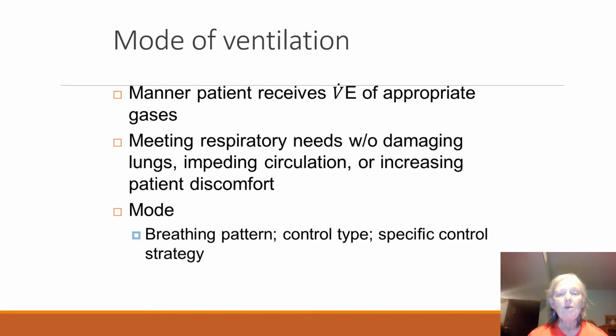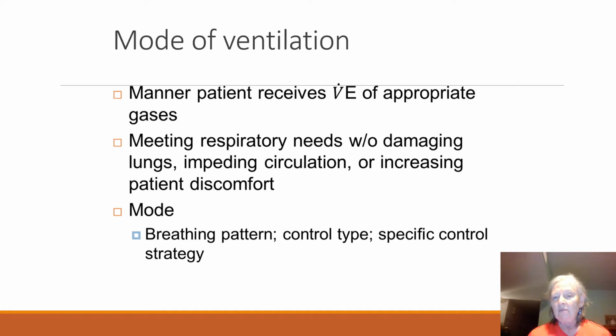So now we're going to talk about modes of ventilation. Remember, we've talked a little bit about those. You have control that used to be on the machines, assist control. We used to have a lot of IMV. Now we have SIMV. Then we have CPAP or spontaneous. So basically, it's how the patient's going to receive the volumes of gas we give to them. And basically what we're trying to do with the mode is meet their respiratory needs.